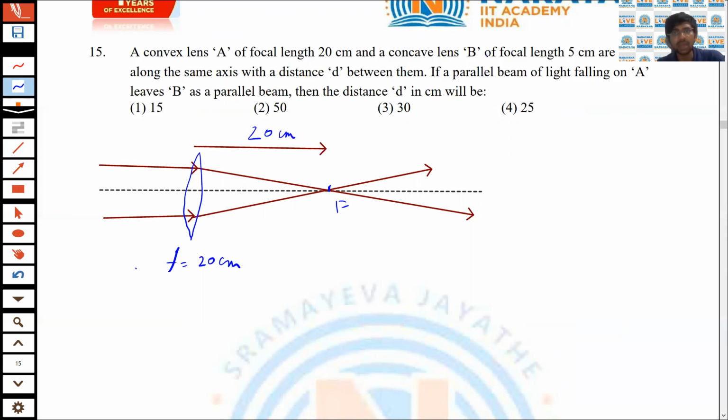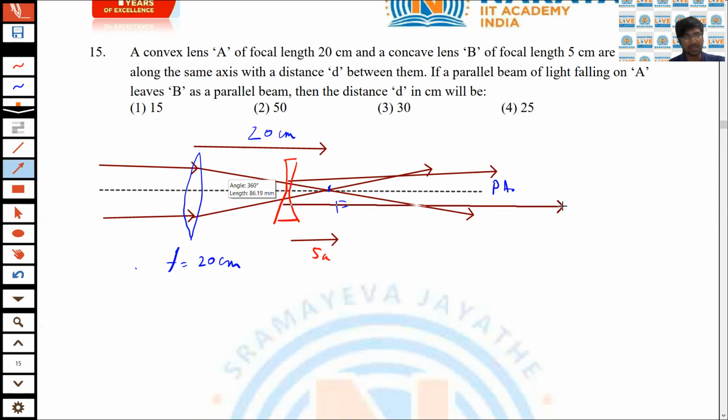Now there's another concave lens, which means that there is another diverging lens that is making the light rays go parallel to this axis. This is the principal axis. So where should this lens be located? Obviously, this lens should be located at a distance of 5 centimeters from this point, so that the light rays after refraction go parallel, isn't it? So if this is 20 and this is 5, this distance has to be 15 centimeters.